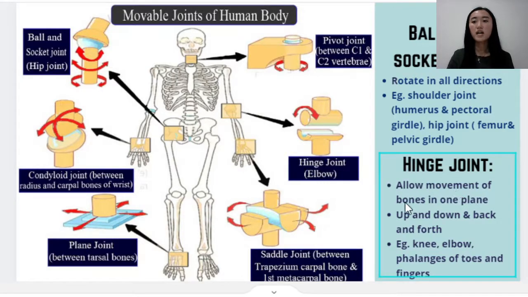For the hinge joint, it allows the movement of bones in one plane. That means the movement is only in 180 degrees. The movement is either up and down or back and forth. For example, the knee, elbow, and phalanges of toes and fingers consist of hinge joints.